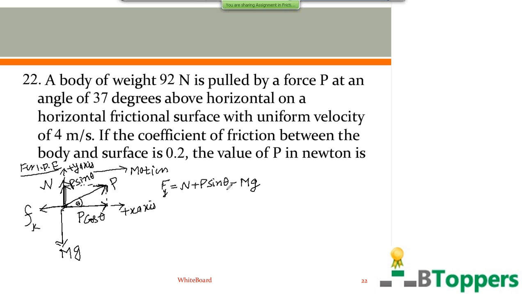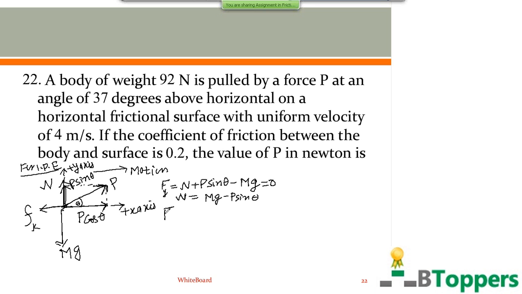So for the y component of the resultant force on the block, we can write Fy equal to N plus P sin theta minus mg. That is 0, as the block has no motion parallel to the y-axis. There is no acceleration in the y direction. So the magnitude of the normal reaction of the block is equal to mg minus P sin theta.